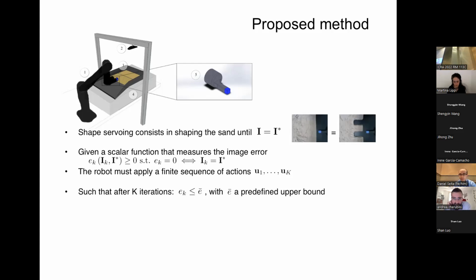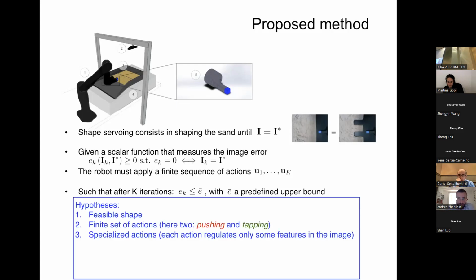For this, we need a scalar function to measure the image error. And the robot should apply a finite sequence of actions to go from the first to the last image, similar to what Ken Goldberg presented before with the RL framework. So we assume that the method works if after ki iterations, we get an upper bound on the error.